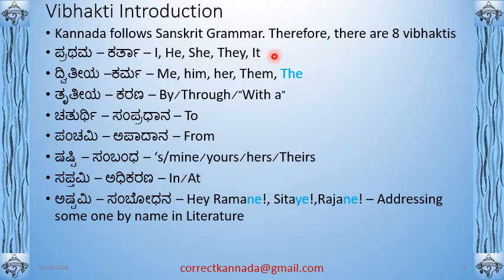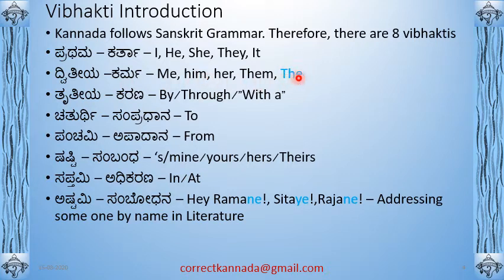Kannada doesn't have a suffix, meaning, of course, the suffix part of it, I'm going to come to it in later slides. I just want to still focus on the mapping to the English words so that it is very clear. So the Prathama Vibhakti is I, he, she, they, it. Dvitiya Vibhakti is your karma, that is the object of the sentence. Me, him, her, them, and the.